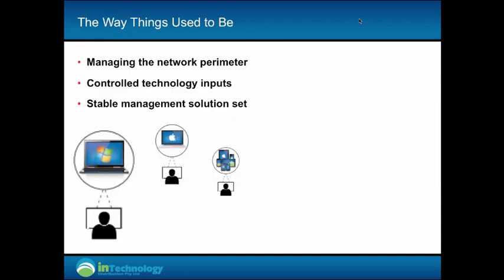All right. Diving into things in Absolute Manage. Now, historically, we think about the way things used to be. We used to talk about managing the network perimeter, and we had a basic set of technical inputs. Our solutions were stable. We had Windows, which typically had a Windows administrator. We had a Mac, which typically had Mac administrators, and then we had some mobile devices, which were focused around a single mobile device administrator.